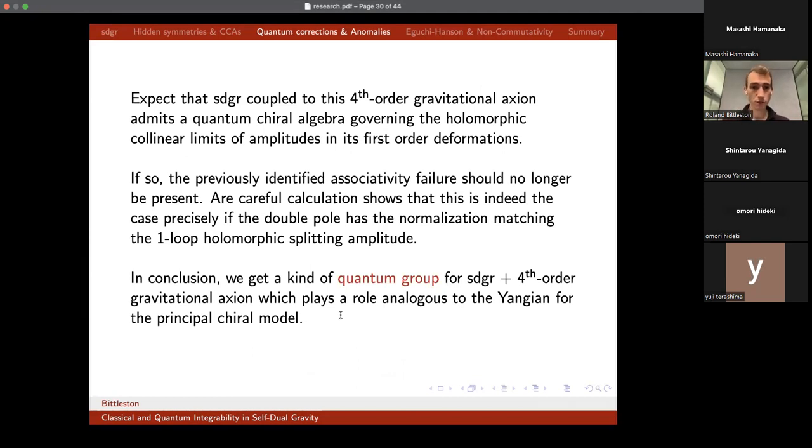So now that we've cancelled the twistorial anomaly, we should expect that this theory of self-dual gravity coupled to a fourth order gravitational axion has a consistent chiral algebra governing the collinear singularities of amplitudes in its first order deformations, and the associativity failure I mentioned before should no longer be present. A very careful calculation shows that that is indeed the case, but you need to be very, very careful when doing it, because we also need to think about the ways in which the axion OPEs could be quantum corrected.